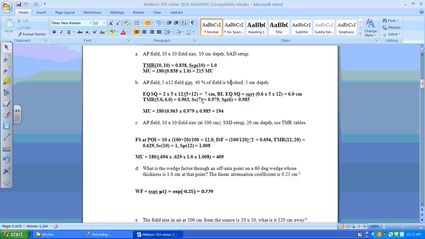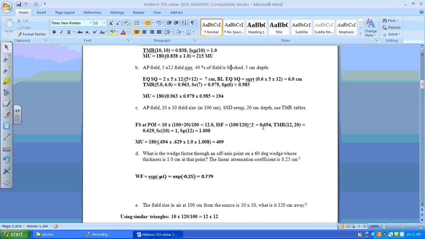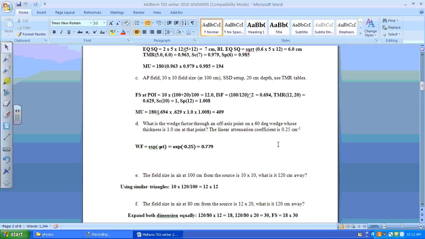Whenever you have a block, you need to separate your S sub C's and your S sub P's. So S sub C for 7, because, let's see, why is it 7? Oh, 5 by 12. I was looking up here. It's 5 by 12, so the equivalent square is 7. The block is 6, so S sub C for 7 and S sub P for 6, because you use the block square for S sub P. Next, AP field and SSD setup, 20 centimeters deep, use TMR tables.